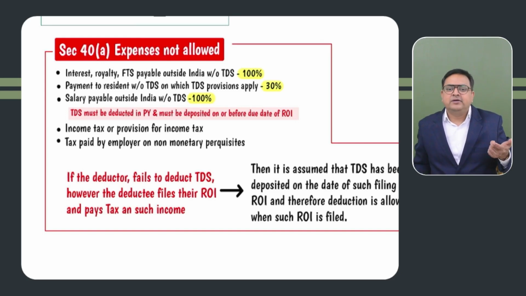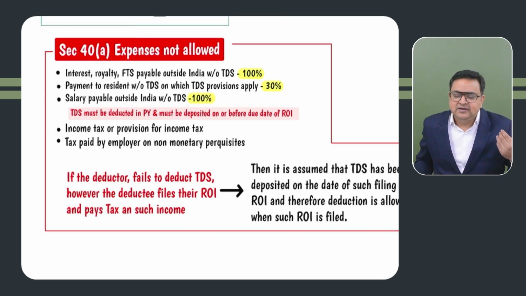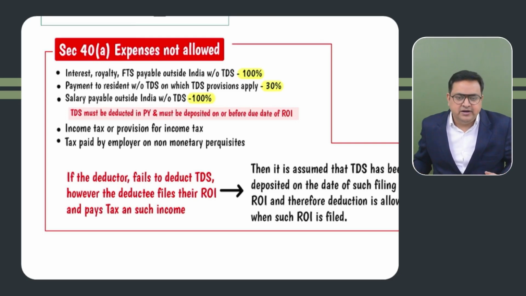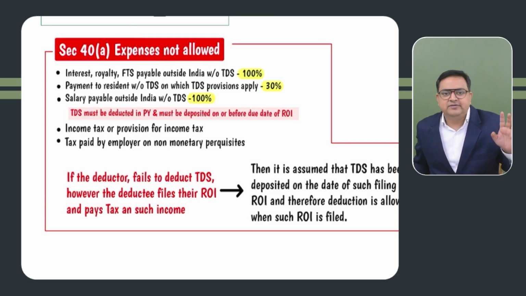When are you required to deduct TDS? Generally, individuals and HUFs are required to deduct TDS if the turnover of the last year of the business is more than 1 crore, or of the profession is more than 50 lakh. And if you have not deducted it, 30% will be disallowed.